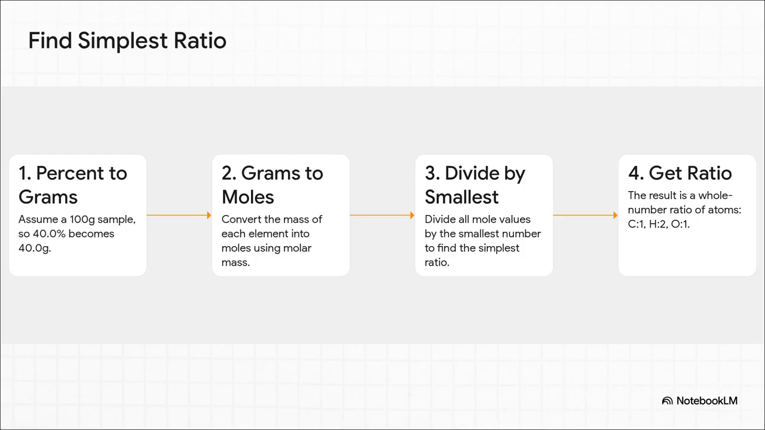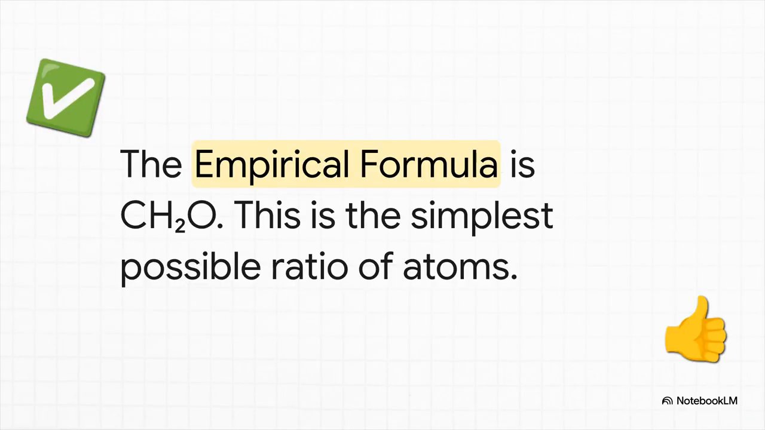So to clean it up, we just divide all of them by whichever one is the smallest. And that scales everything down to the simplest possible whole number ratio. And what we get is a ratio of 1 to 2 to 1. So our formula is CH2O. Now, this is called the empirical formula. It's the simplest ratio of atoms in that compound, 1 carbon for every 2 hydrogens and 1 oxygen.